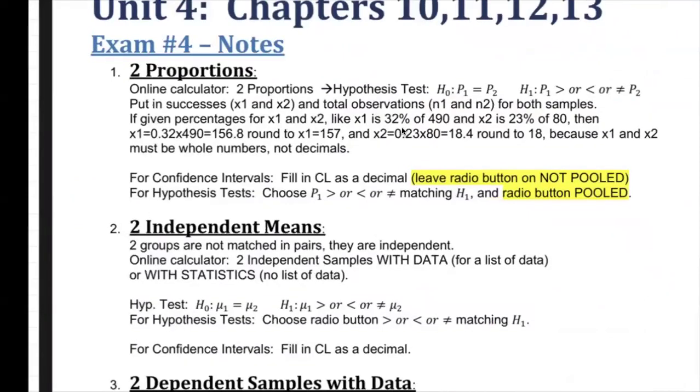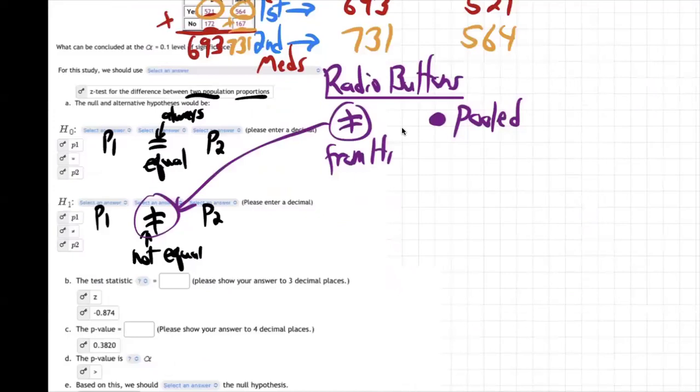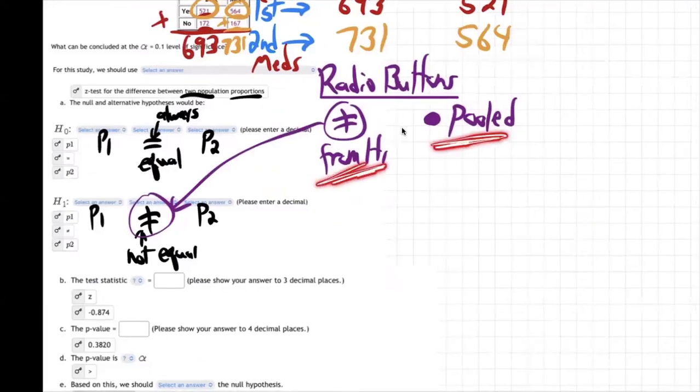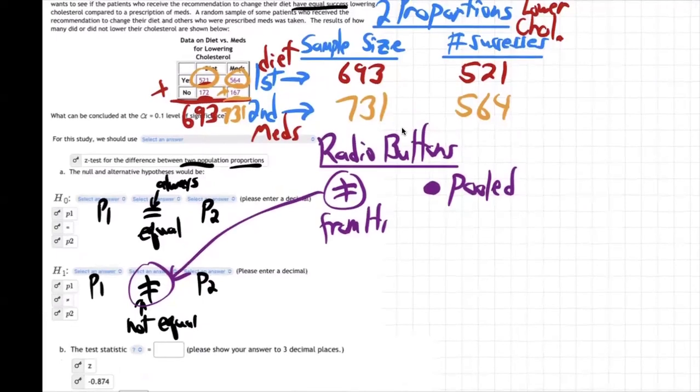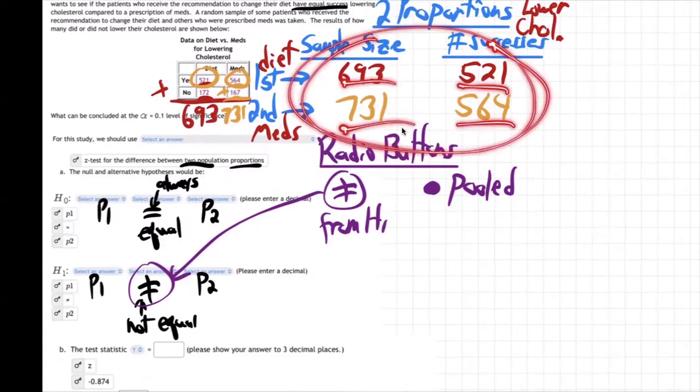The notes say if you're doing two proportions, that's what we're doing, for the hypothesis test, choose P1 greater than, less than, or not equal, matching H1. That's why I say we just get it from H1. And then the radio button, pooled, right there. That's what I did. I'm going to choose pooled and not equal, which is matching H1. And I'm going to put in these numbers, 521, 693, just like that.